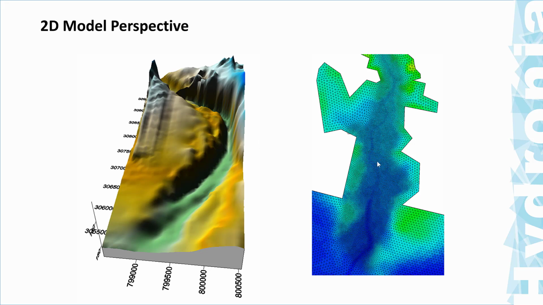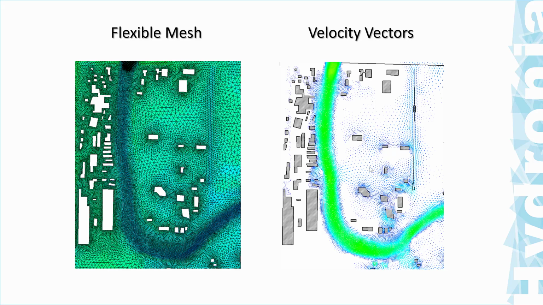So there is no concept of cross-sections here. You can extract cross-sections, as we will see from the results, but these are not part of the actual computational process. In the flexible mesh, as in the HydroBID Flood model, we have triangles that can vary in size, and also they can adapt to different geometries, for instance, in this case, around buildings.